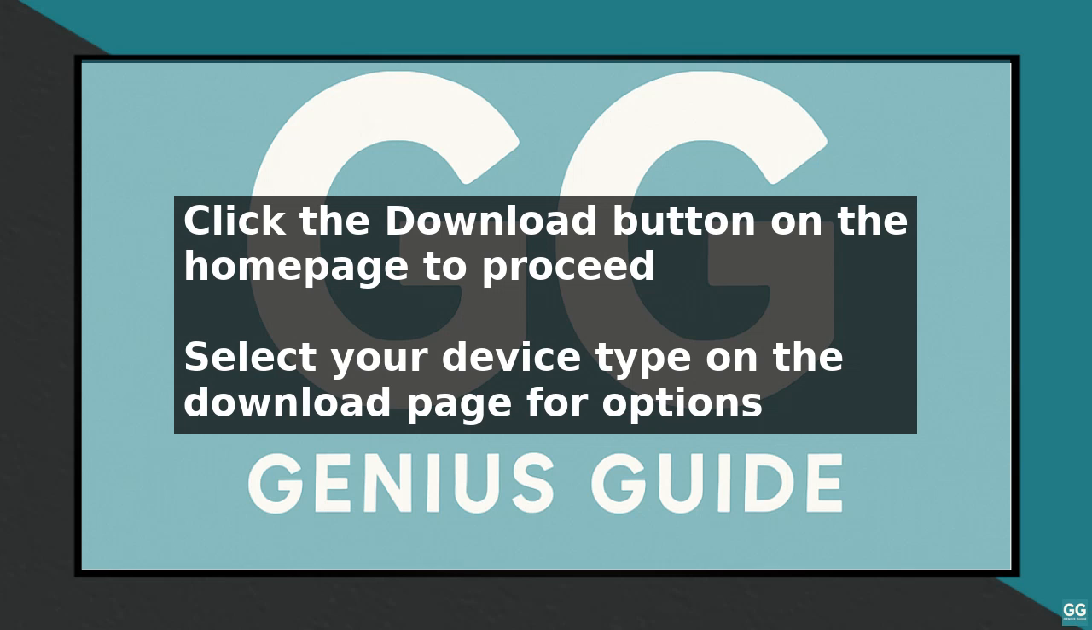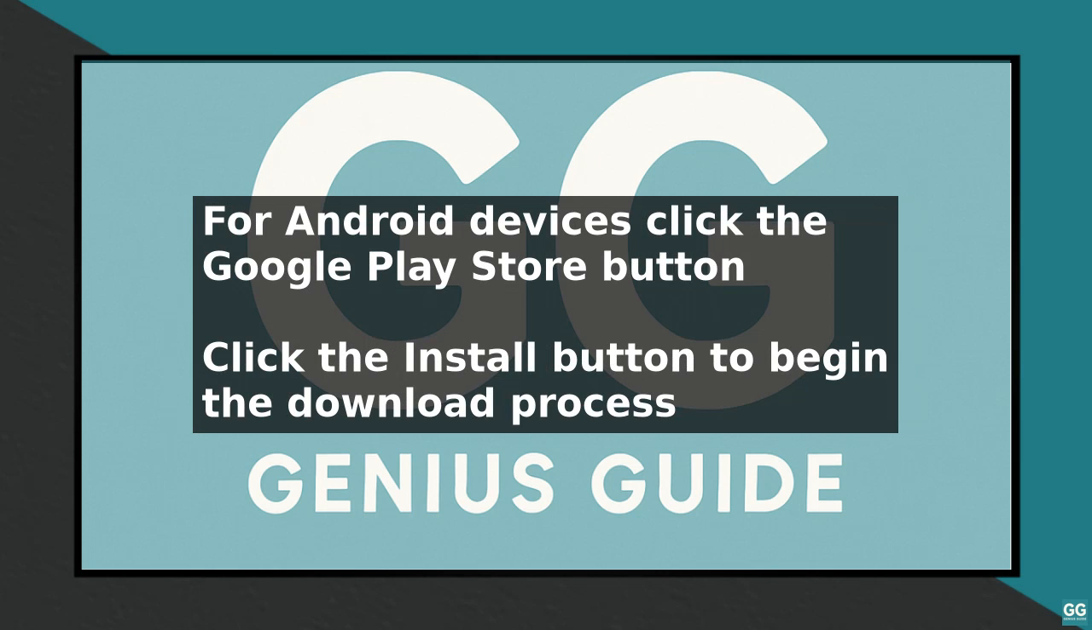For Android devices, click on the Google Play Store button to be redirected to the Trust Wallet page on the Google Play Store. Click the Install button to begin the download and installation process. For iOS devices, click on the App Store button to be redirected to the Trust Wallet page on the App Store. Click the Get button to begin the download and installation process.